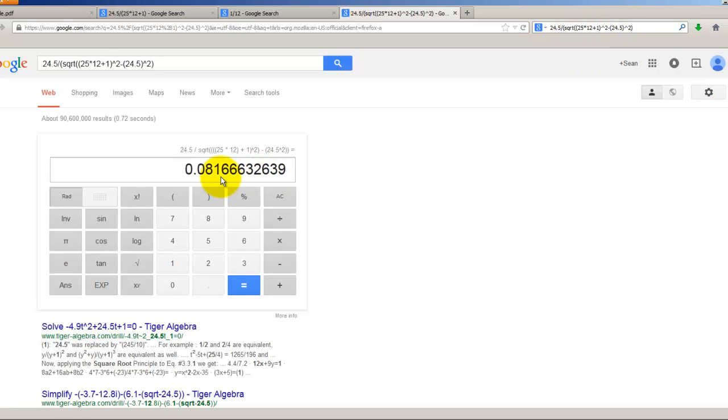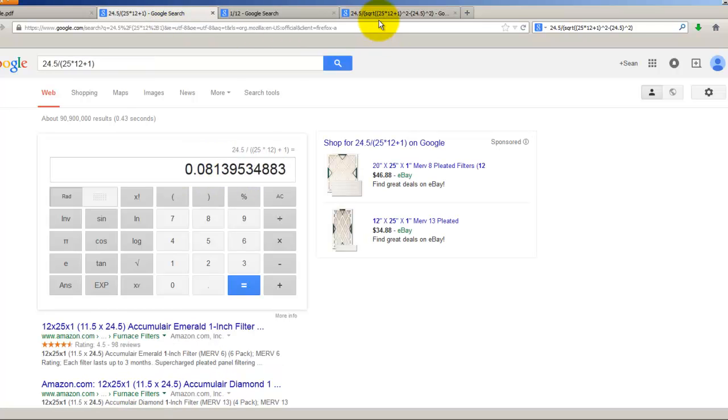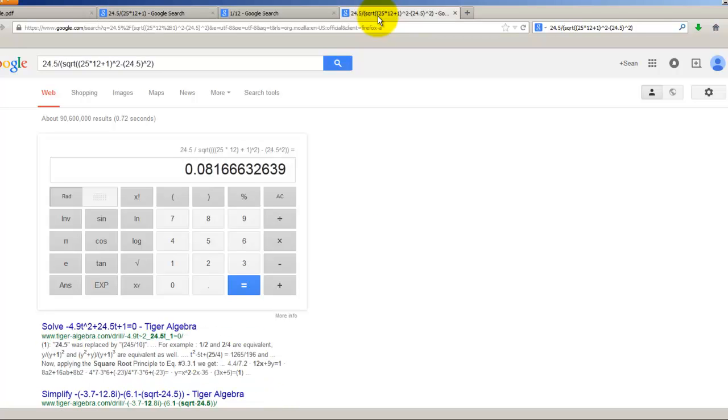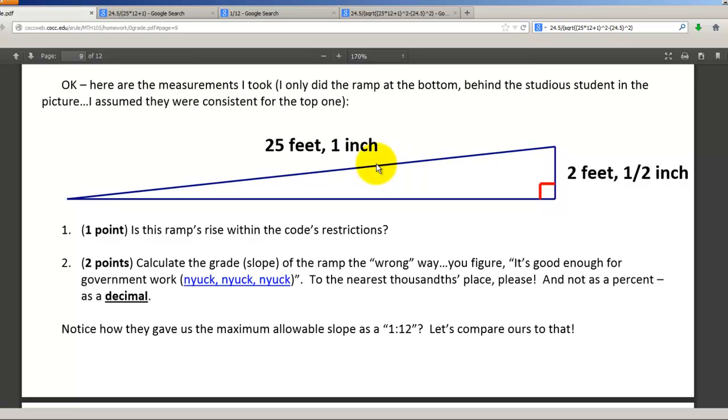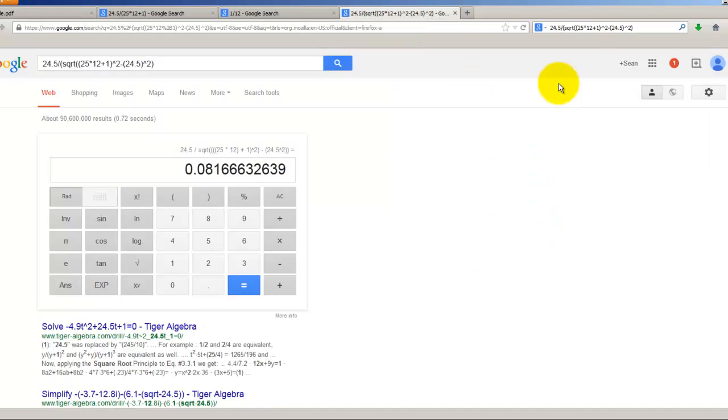We're coming up with a grade of about 8.166%. Now that's bigger than the grade the wrong way. And hopefully, if that doesn't make sense, let's explain why. Since you're dividing by a smaller number, it has to be a bigger number. If you think back to what the actual triangle looks like, the hypotenuse has to be longer than the run. You're dividing by a smaller number, that means the fraction is bigger. So there's your calculation right there.